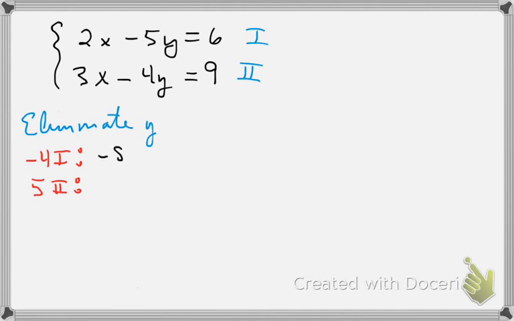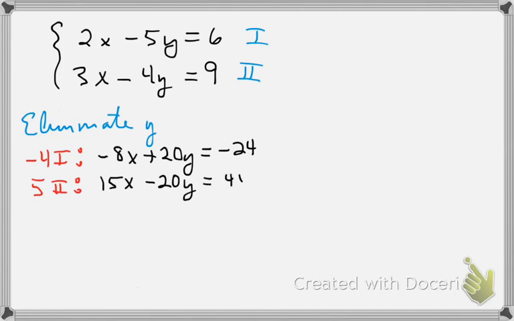So I would have -8x plus 20y equals -24. Do you see how I took that first equation and just multiplied everything by a -4? And then I would have 15x minus 20y equals 45. Do you see how I took that second equation and multiplied it by a +5? You guys okay with that?